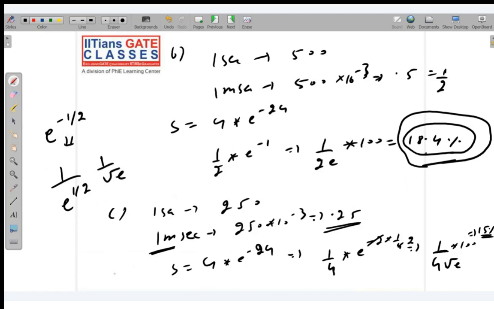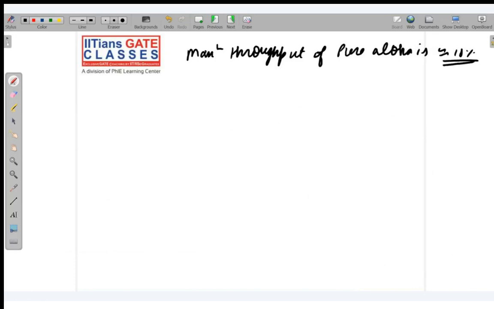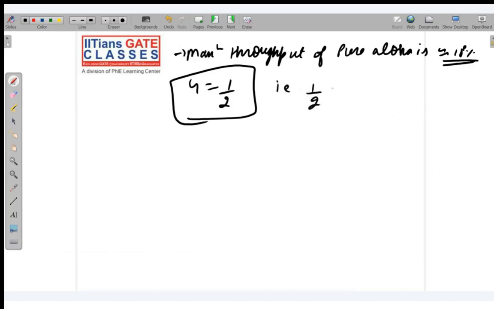So take the snapshot. I will jump to the next slide. Okay. So we should know this fact that maximum throughput of pure ALOHA is approximately 18%. And when it is coming to be 18%, when G is equal to 1 by 2. You should know these terms properly. Maximum throughput of pure ALOHA is approximately 18%, and it is coming when G is equal to 1 by 2. That is, half frame is generated by network in one transmission time. That is 1 by 2 frame, or you can say half frame.